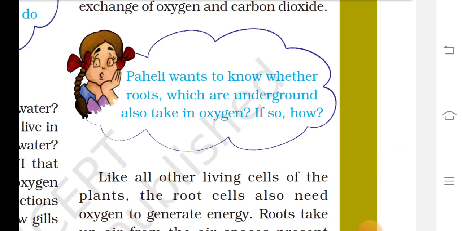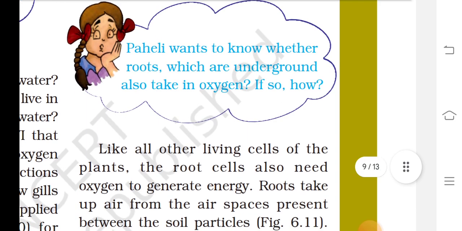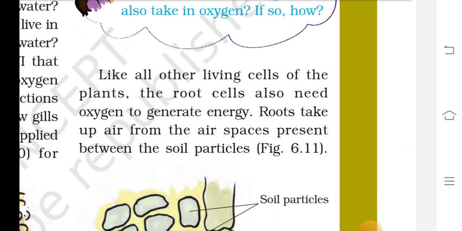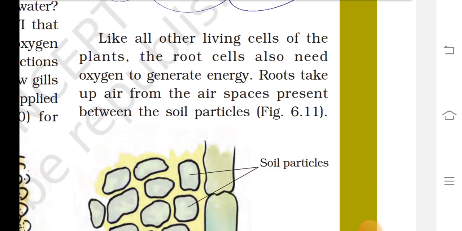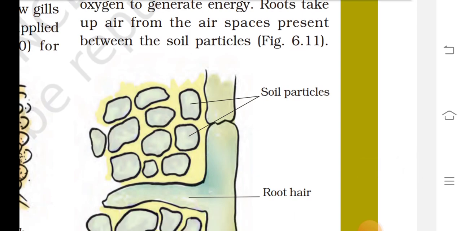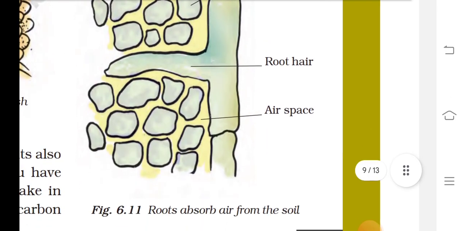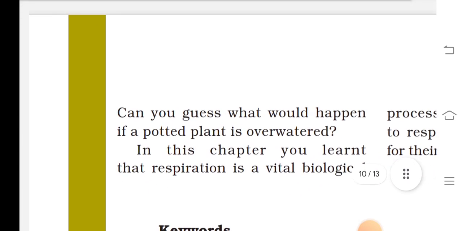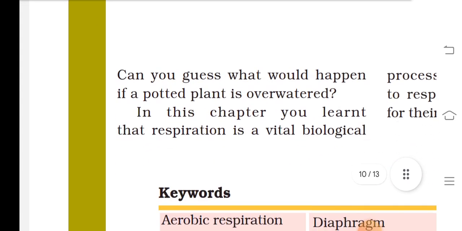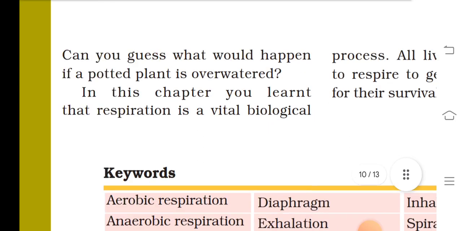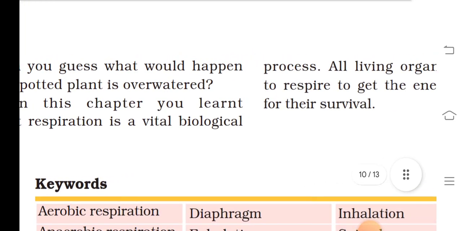Paheli wants to know whether roots, which are underground, also take in oxygen. If so, how? Like all other living cells of the plant, the root cells also need oxygen to generate energy. Roots take up air from the air spaces present between the soil particles. Root air space. Roots absorb air from the soil. Can you guess what would happen if a potted plant is overwatered?